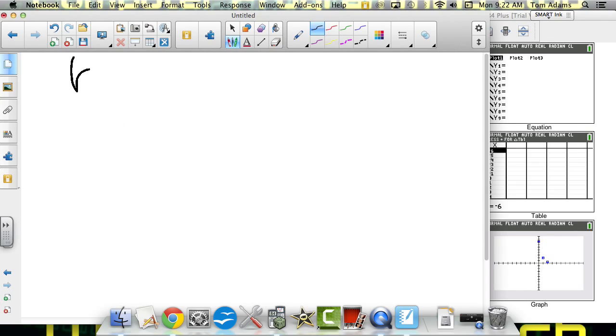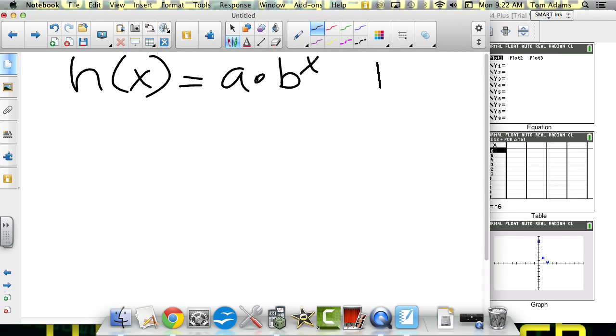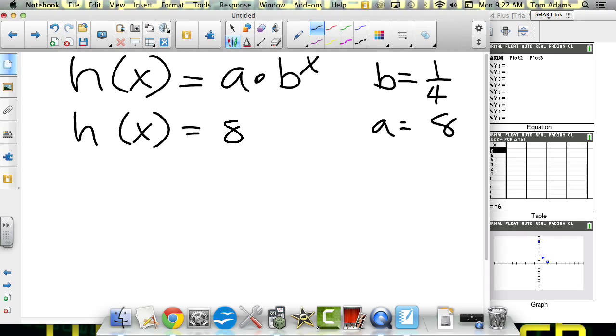So what I'm really looking for is I'm saying that h of x is equal to a times b raised to the x. We said that b was the number that we continued to multiply by, which was 1/4. And then we said a occurs when b is raised to the 0. And in that particular set of numbers, we said it was 8. So what we're saying is that h of x is equal to 8 times 1/4 raised to the x.